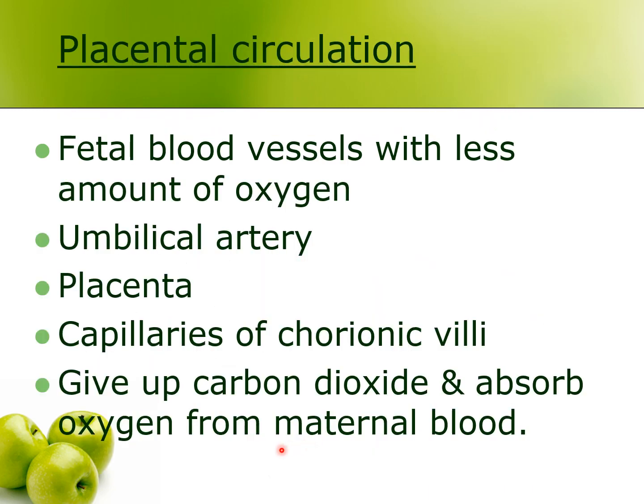And if you are looking into the placental circulation, you can just remember the picture: the fetal blood vessels are entering into the villus, and these vessels will have a lesser amount of oxygen and lesser amount of nutrients. It will enter through the umbilical artery, and it will come to the placenta. It will enter into the villi, into the capillaries of the chorionic villi. There it will leave the carbon dioxide and it will absorb oxygen and other nutrients from the maternal blood. That is, exchange of carbon dioxide, oxygen and other nutrients is happening there inside the villus.